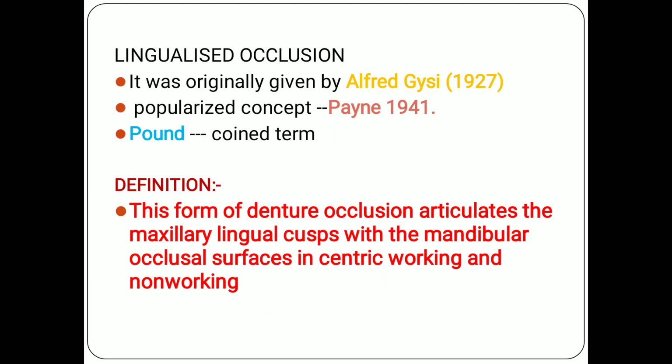Then coming to the lingualized occlusion. This type of occlusion is very important. This form of denture occlusion articulates with the maxillary lingual cusp with the mandibular occlusal surfaces in centric working position and non-working position. This is given by the scientist called as Pound, and it was popularized by Payne. It was originally given by Alfred Gysi.